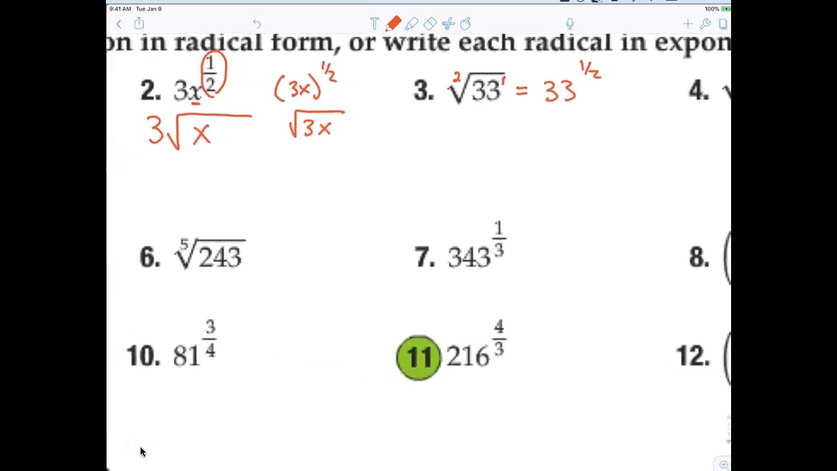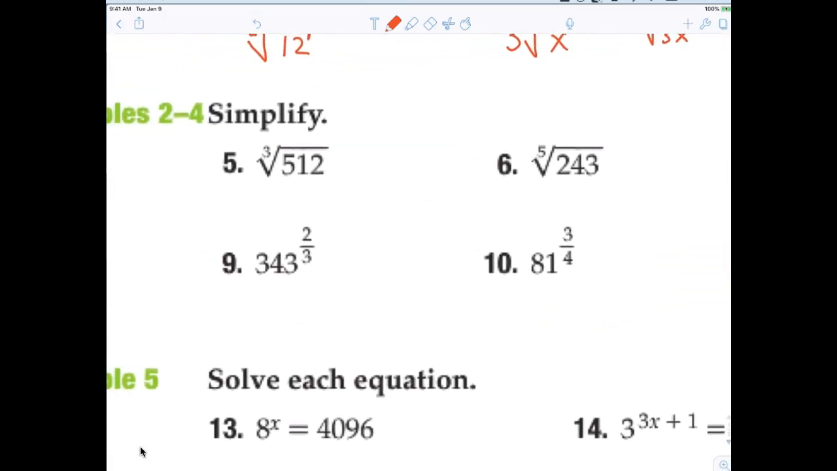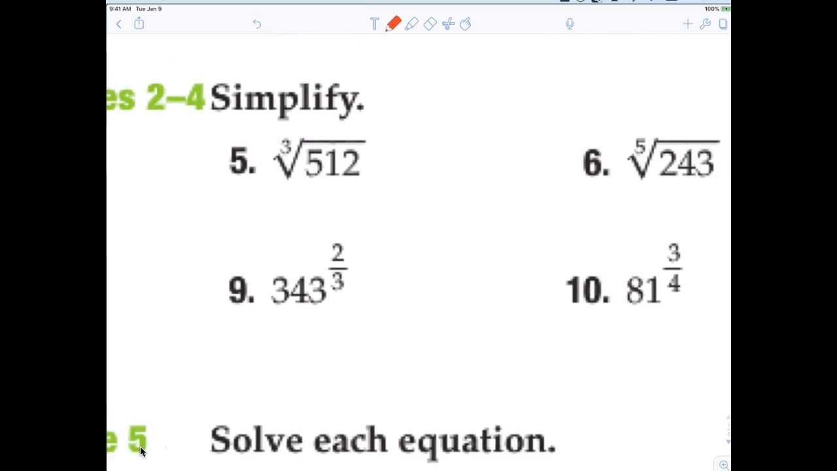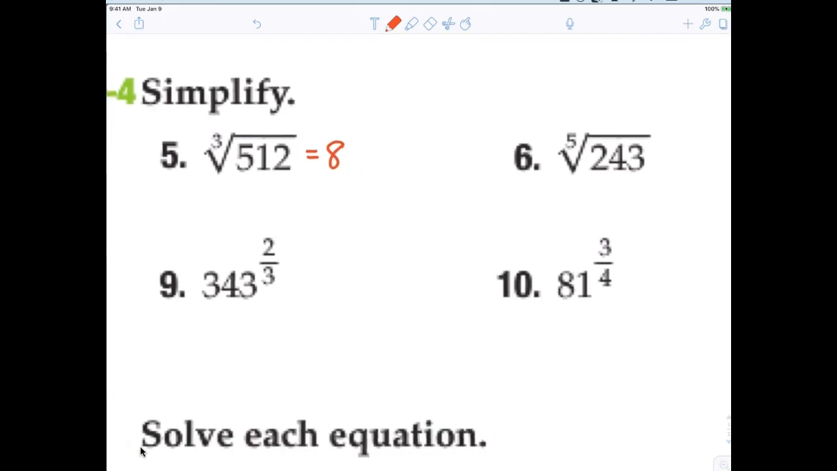Now, let's talk about what this is asking. Number 5. Most people don't know that the cube root of 512 is 8. Why is it 8? Can somebody tell me? Very good. That's exactly what they're asking. It's saying what number times itself 3 times is 512. And the correct answer is 8.